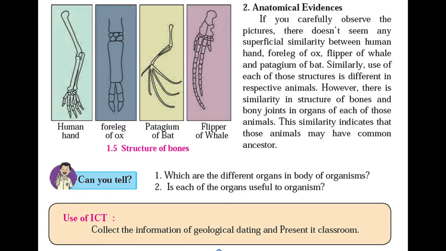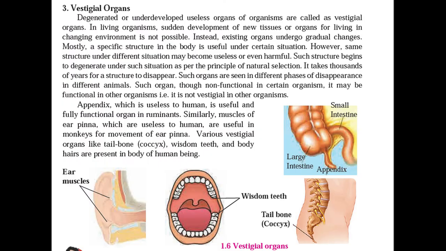Most of them are useful. Some organs are not useful. We have seen earlier in part one of this chapter that the appendix, some people think that the appendix is not a useful organ. The third molar tooth, which is also known as the wisdom tooth, is not a useful organ. So that's anatomical evidence that comes from vestigial organs. Degenerated or underdeveloped useless organs of organisms are called vestigial organs.